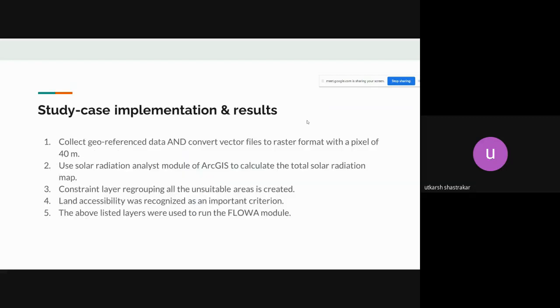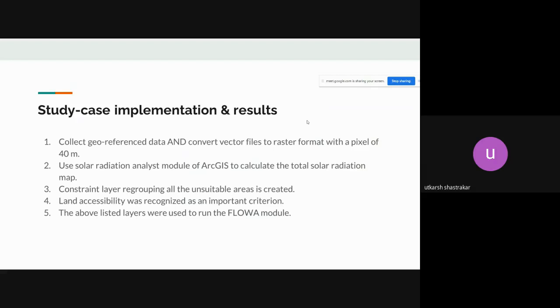So these are the steps, the process that is condensed into 5 steps. The first step is to collect the georeferenced data. So all the data like maps, outlines, digital elevation models, solar radiation models need to be downloaded from different sources, and the satellite data needs to be downloaded, and at the end it needs to be standardized.